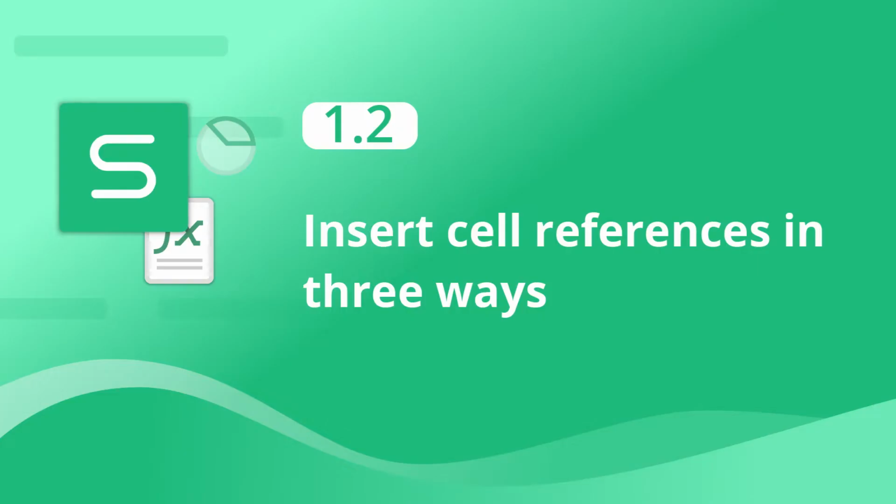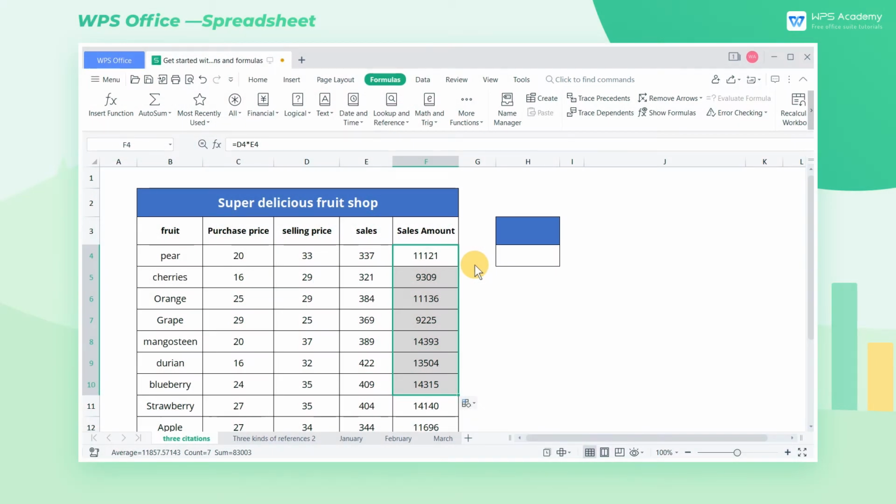Insert cell references in three ways. When using the function to calculate, there is one thing that we have to face and have to grasp. 3 ways to make a cell reference. What does this mean? Take this table as an example. Double-click the cell to check the formula. The formula of cell F4 is equals D4 times E4. This is because we refer and multiply to the values of cells D4 and E4.